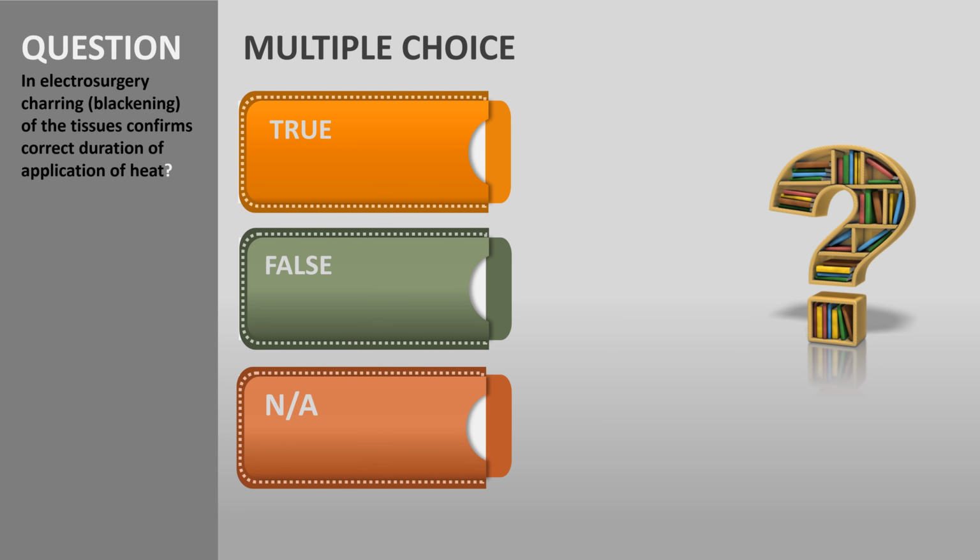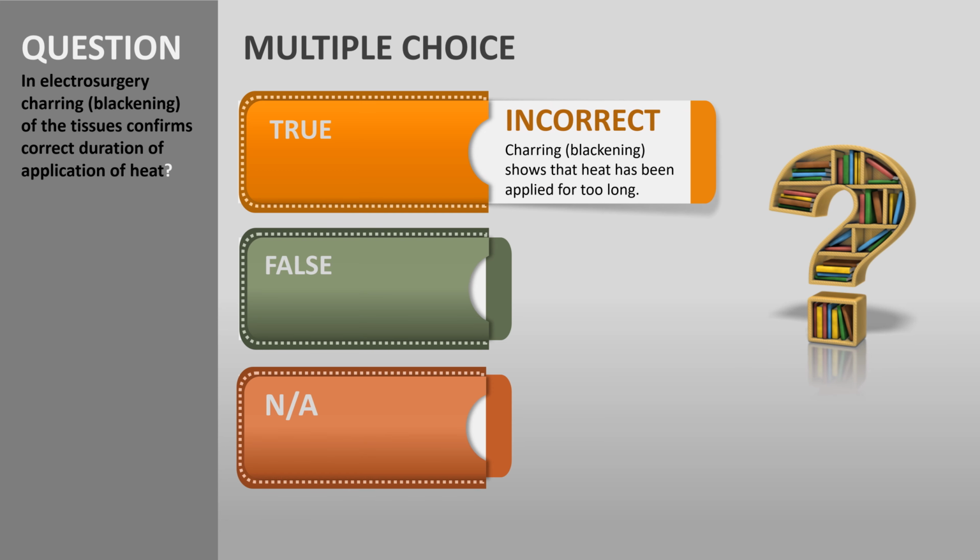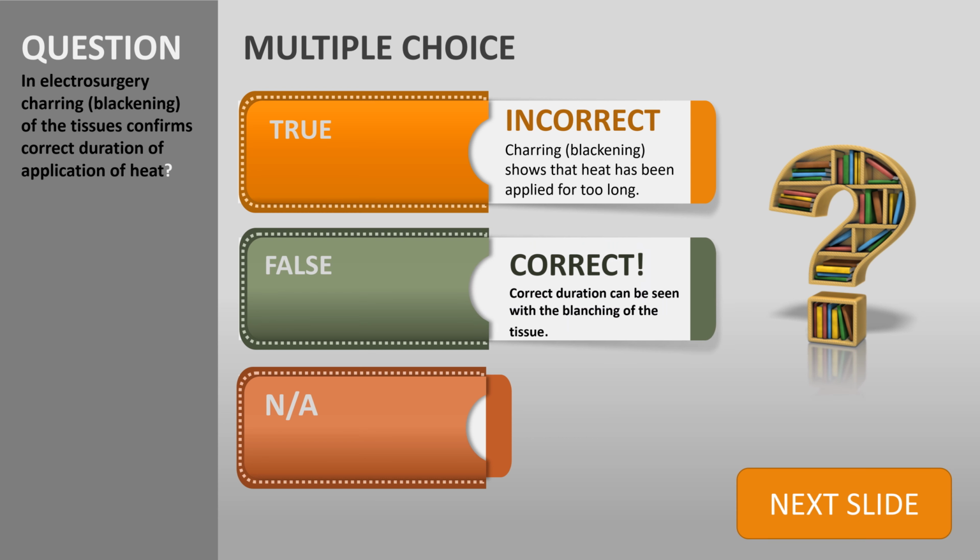Multiple choice. In electrosurgery, charring, blackening of the tissue, confirms correct duration of application of the heat. Is it true, false, or not available? False. Of course, false. Because if your answer is true, it is incorrect. Charring or blackening shows that the heat has been applied for too long. But if your answer is false, it is correct, because correct duration can be seen with the blanching of the tissue.